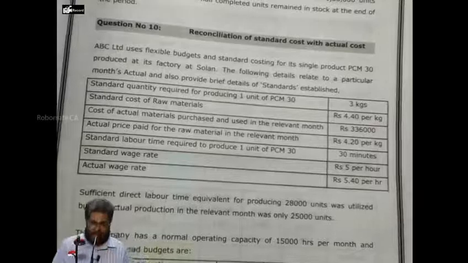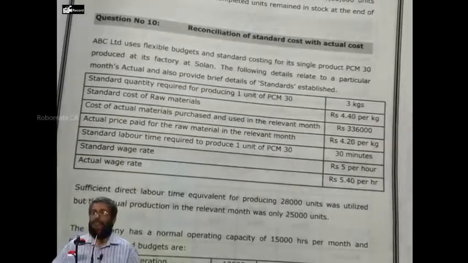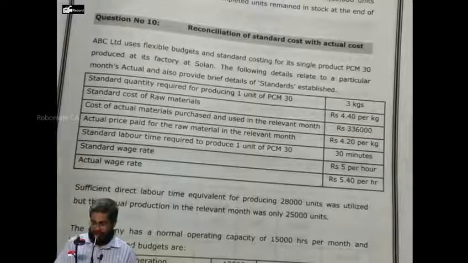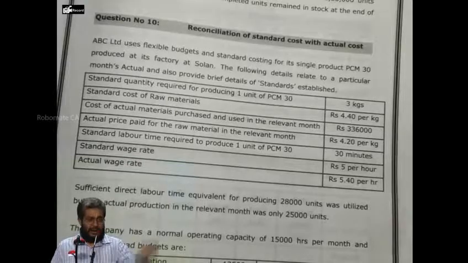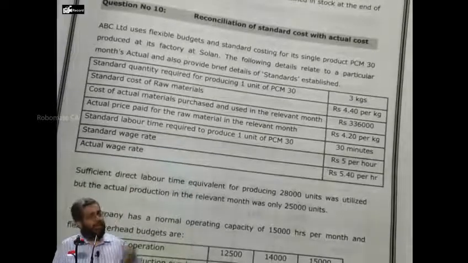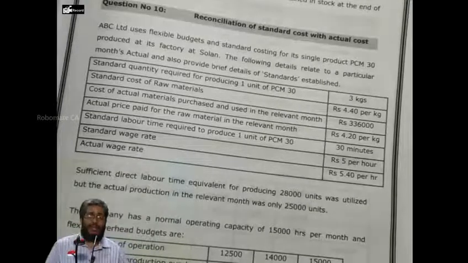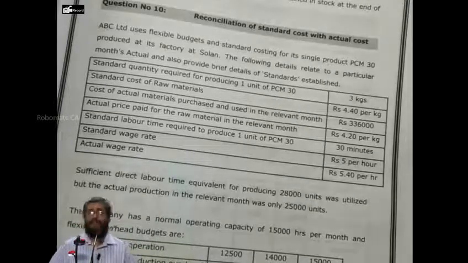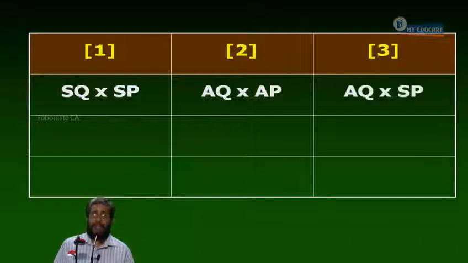Material variances. Step 1. Tell me what is step 1? Computation table. Look at the question. Tell me, mix of material or single material? Three columns or four columns? Three columns. Open the three columns. Column 1, SQ into SP. Column 2, AQ into AP. Column 3, AQ into SP. Can you proceed or not?